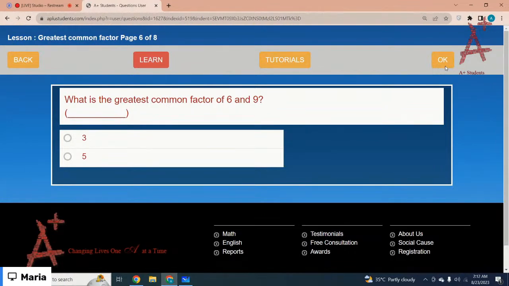What is the greatest factor of 6 and 9? So, which is the correct option? You have two options given. They are 3 and 5. So 3 is the only number that can divide both 6 and 9, right? So the correct option is 3.